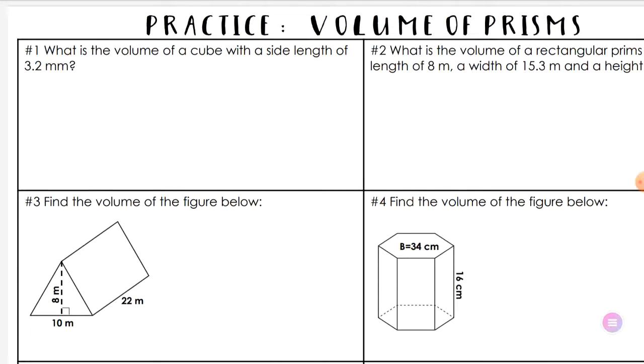Number 1, what is the volume of a cube with a side length of 3.2 millimeters? You have to know that a cube is a prism. Haley, what's the formula for volume of a prism? V equals capital B times H.